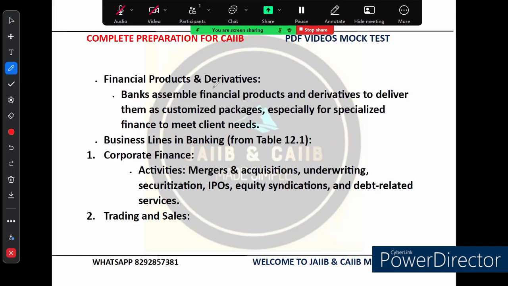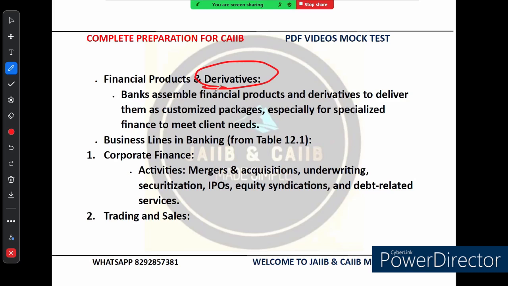Now, a derivative is a fancy word for a financial contract that gets its value from something else, like the price of a stock, like the price of a commodity. You know about derivatives, right?